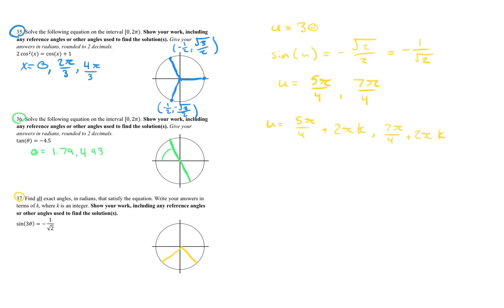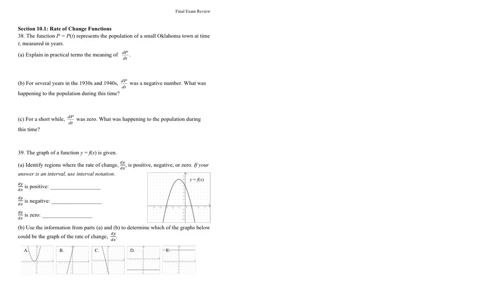So next we just need to make our substitution that u equals 3 theta. So from here, to solve for theta, we just have to divide by 3. So theta is going to equal 5 pi over 12 plus 2 pi over 3 k. And we're also going to have a second one, 7 pi over 12 plus 2 pi k over 3. And those are going to be our answers there.